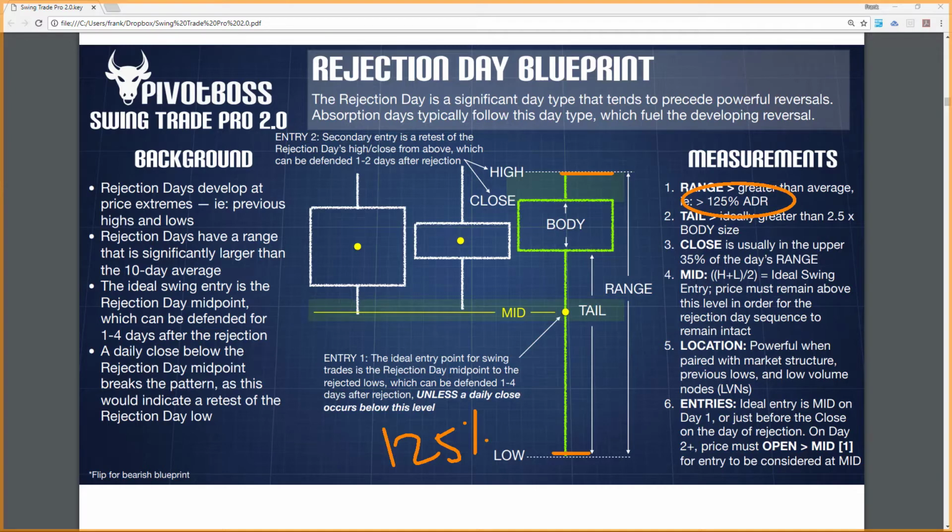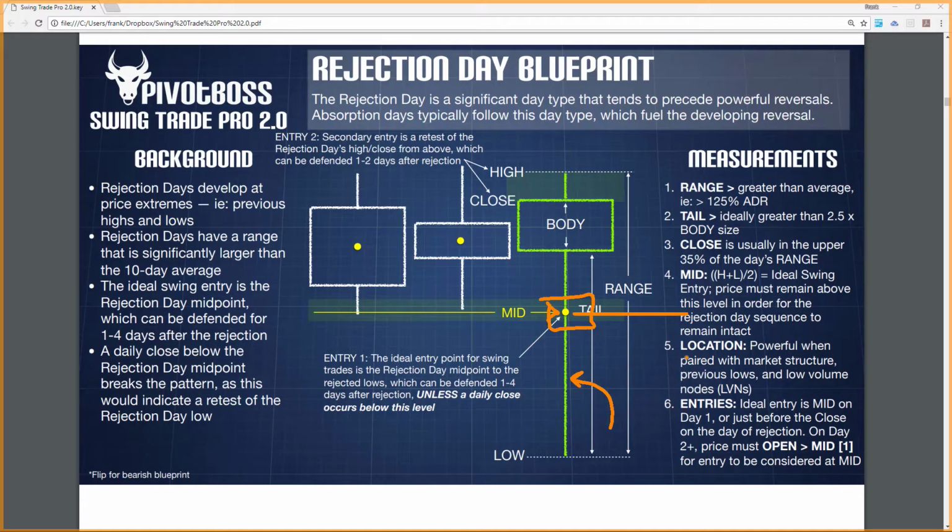Again, anything greater than average would be a big deal, but typically speaking, when you have a rejection day, you want it to be at least 125% of average, or 25% greater than average. The ideal swing entry for this type of rejection day is the midpoint of the pattern. So again, this is the midpoint right here. That is the most important part of this pattern.